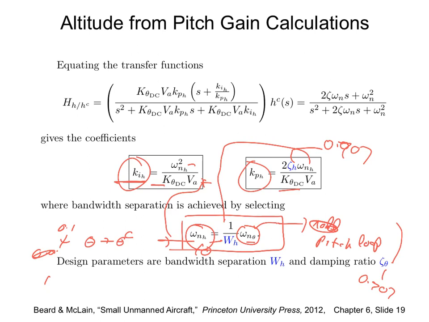So that's your height, controlling your height using theta. And that's the outer loop, and then controlling theta using delta. So delta elevator controls theta and theta controls height. Okay, so that's the two loops together here.